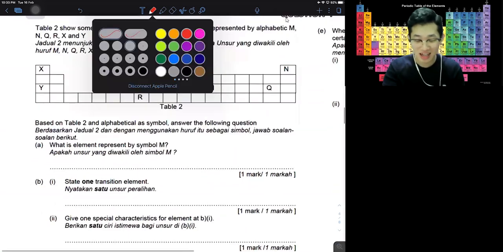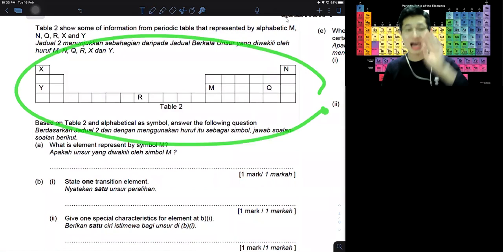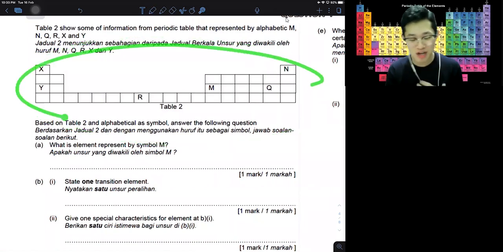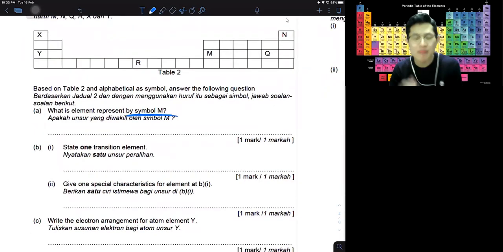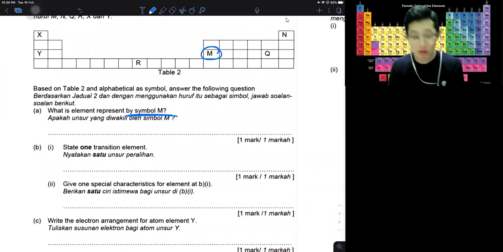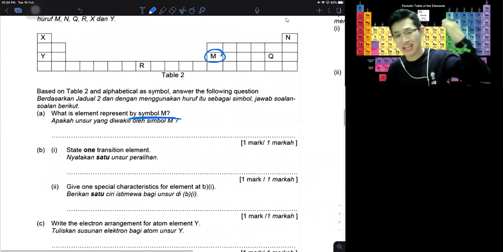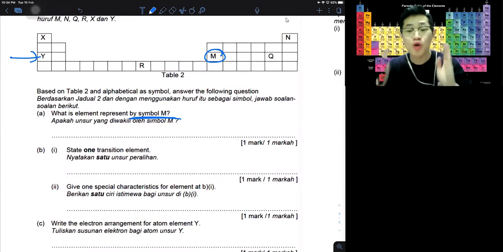Periodic table. You see, this is the question I told you. If you attended the class, I said I think this kind of question will come up. So which element is represented by symbol M? In paper 1, maybe you have to memorize it yourself, like I told you how we memorize the periodic table last week. If you can't remember, what to do? Paper 2 has the periodic table, but paper 1 doesn't have the periodic table.